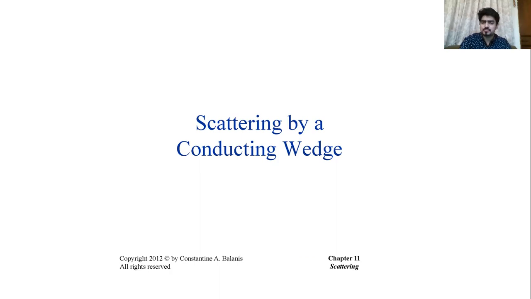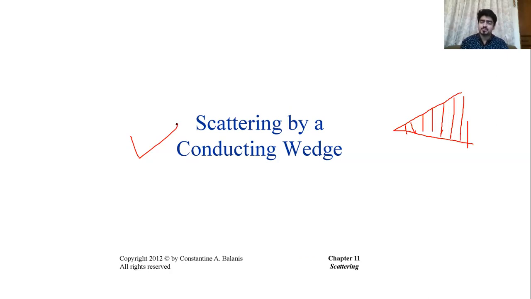So, as I mentioned at the beginning of this lecture, at the beginning we showed this figure, right? For any finite structure, whenever you have a finite structure, you will always have edges, and scattering from those edges of the finite structure is nothing but scattering from conducting wedges. So this is again another classical canonical problem to be solved.